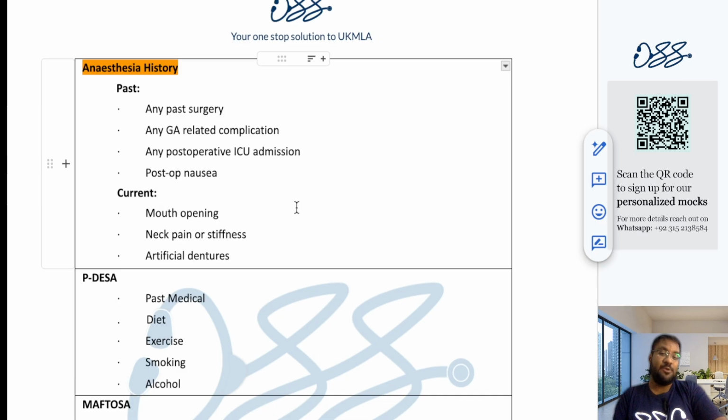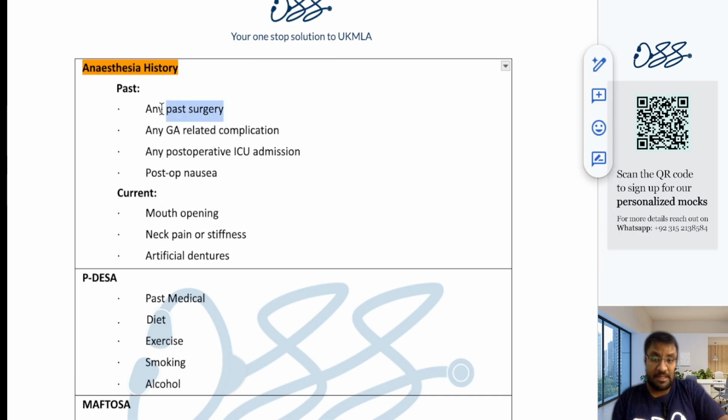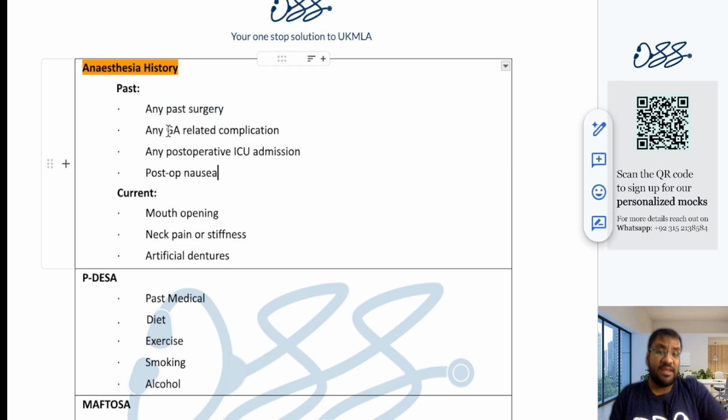And what does it contain? Number one, you got to explore the past surgeries. Did you have any surgery in the past? If yes, then did you have any GA related complication, which means general anesthesia related complication? So don't end up using these abbreviations. They wouldn't know what GA is. You got to verbalize it properly, that did you develop any anesthesia related complications?